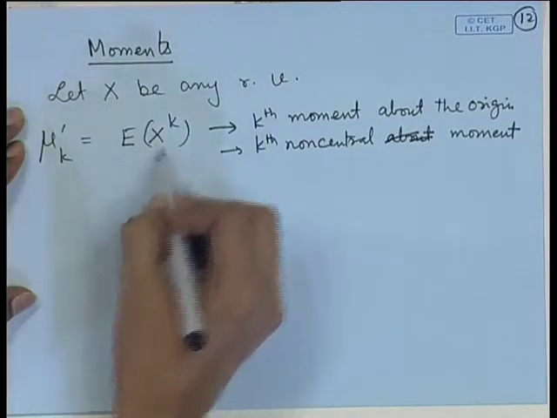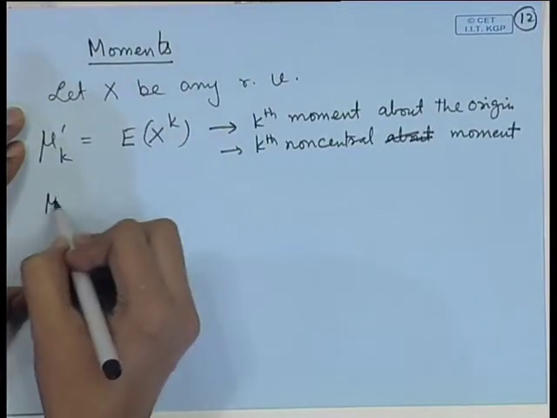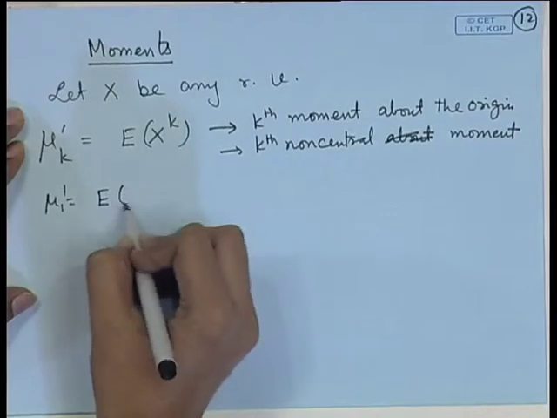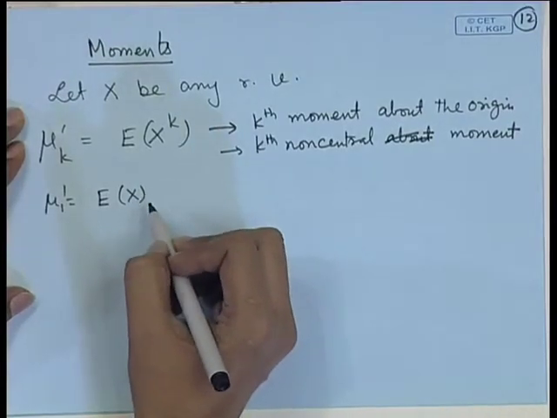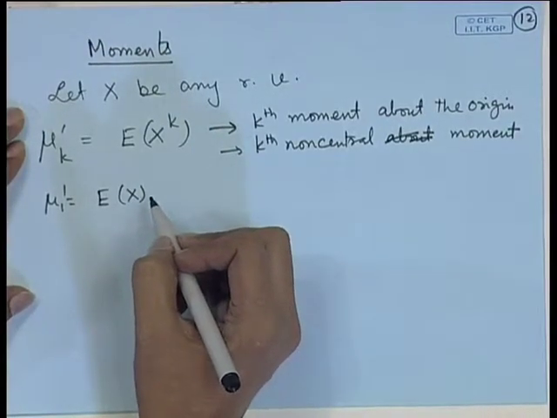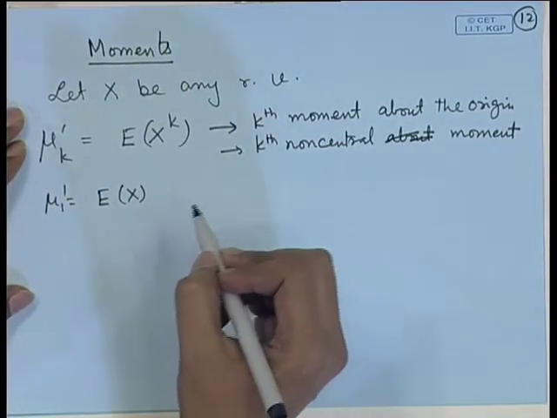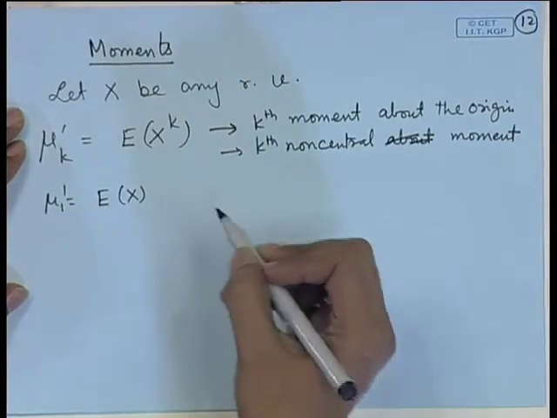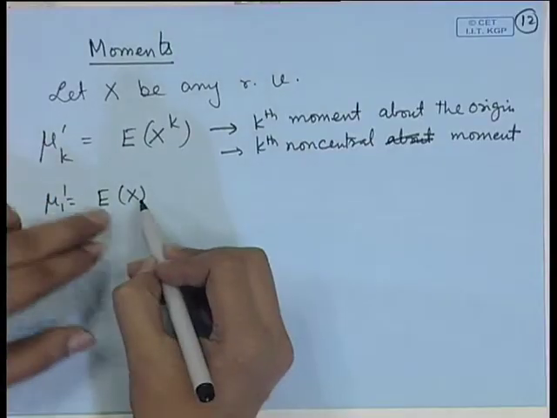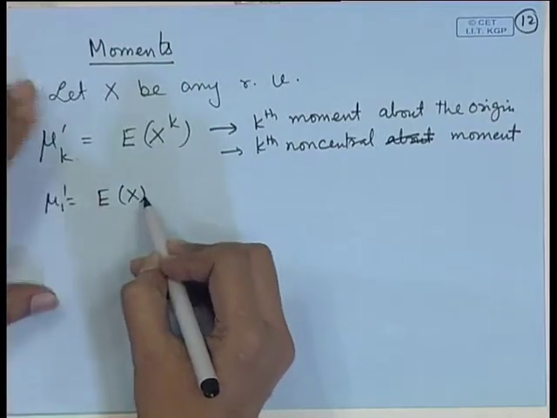Observe here that if I put say k is equal to 1, then mu 1 prime is nothing but expectation of x, that is the expected value. If I consider k equal to 2, k equal to 3, etc., basically we are able to define higher order non-central moments. So, if you look at expectation of x, in what way is it a moment?